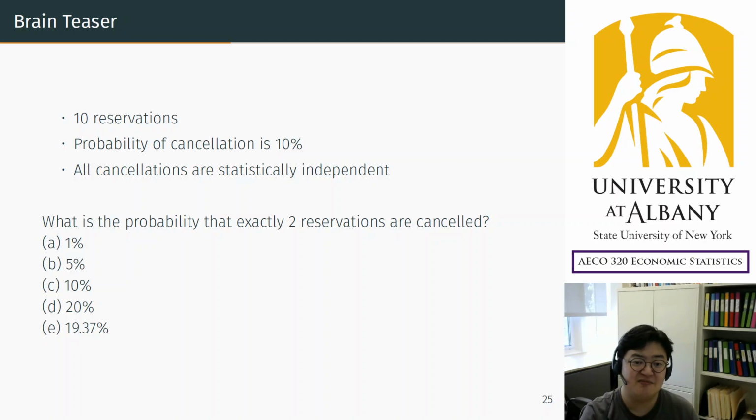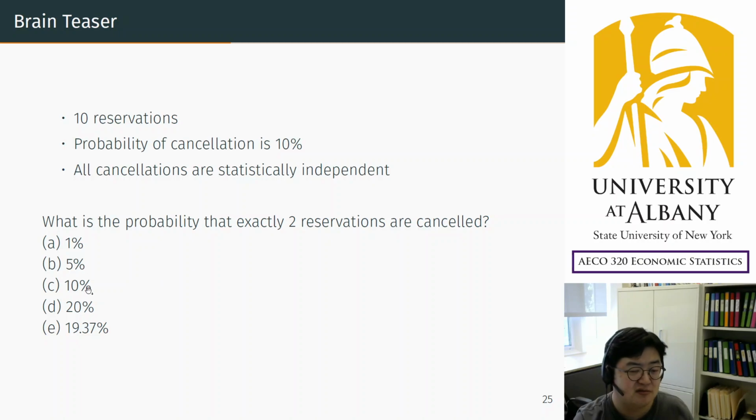It's exactly the same situation. There are 10 reservations. Cancellation probability is 10%. And all cancellations are independent. What is the probability that exactly 2 reservations are cancelled? Guess what, using those numbers; there are only 3 numbers: 10 reservations, 10%, 2 reservations. Combine them and guess the probability. You cannot solve this right now, but we are going to come back to this question at the end of this derivation. Just guess. You may think it is 20% because 10% should happen twice.